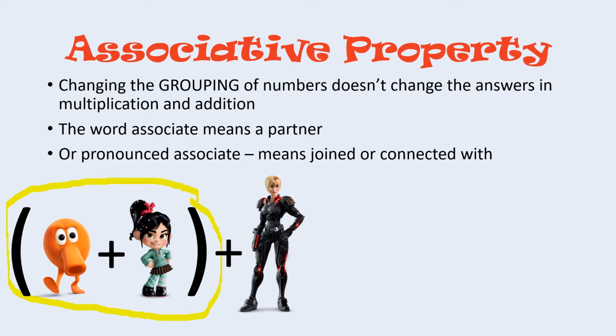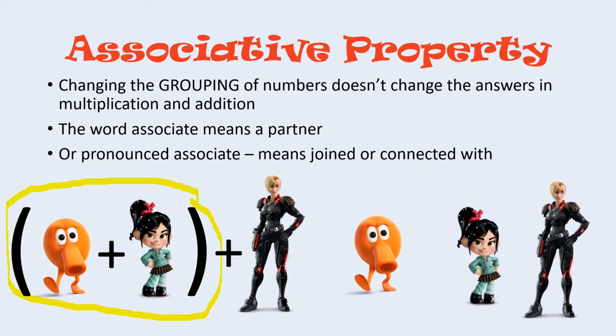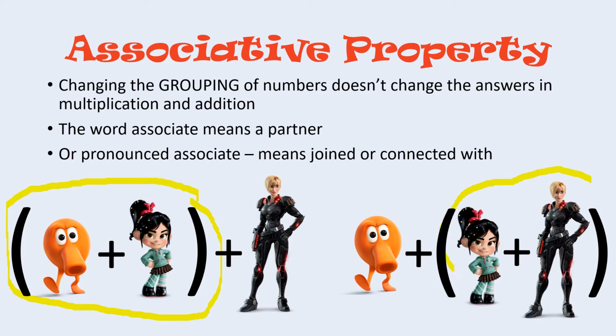Now, let's say tomorrow, Vanellope decides she wants to hang out with Sergeant Calhoun. So we're going to add those two together and then add Cubert. So if we were doing this with math, remember whatever goes in the parentheses gets added first, and then we would add Cubert to that. Because of the associative property, the grouping does not change anything, and these two expressions are equal. So adding Cubert plus Vanellope first, then Sergeant Calhoun is going to equal the same thing as adding Vanellope plus Sergeant Calhoun and then adding Cubert.